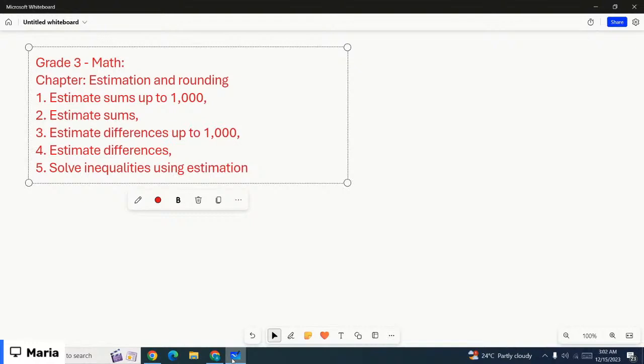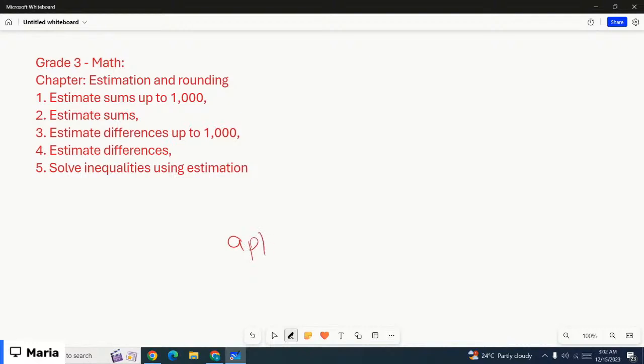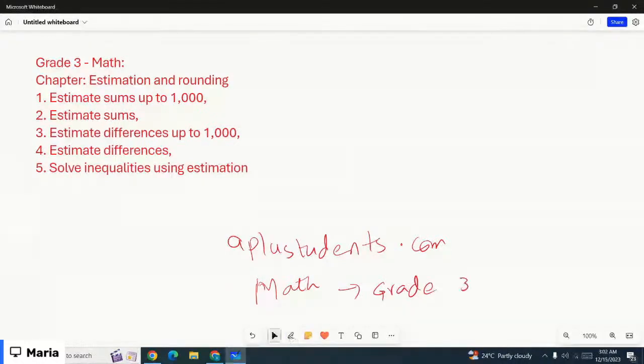You can find all the lessons on aplusstudents.com. You have to log in there using your email address, and the password is provided by the administrator. Then you have to select math from the subject tab, scroll down, and click on view all lessons. There you can find a list of the chapters.